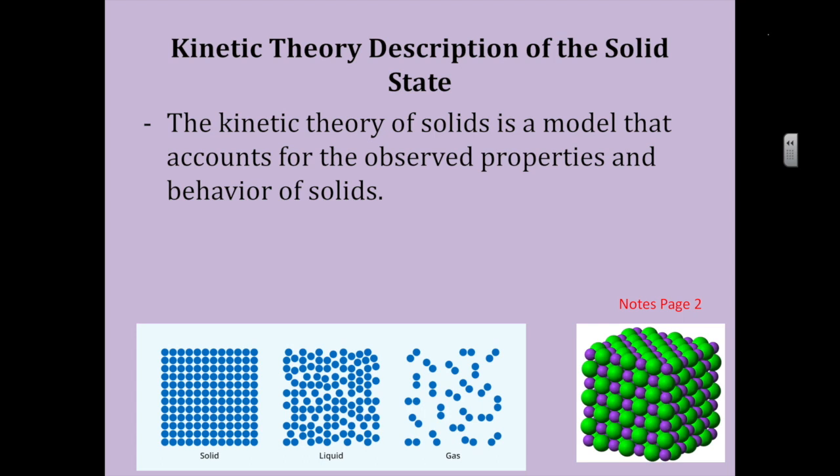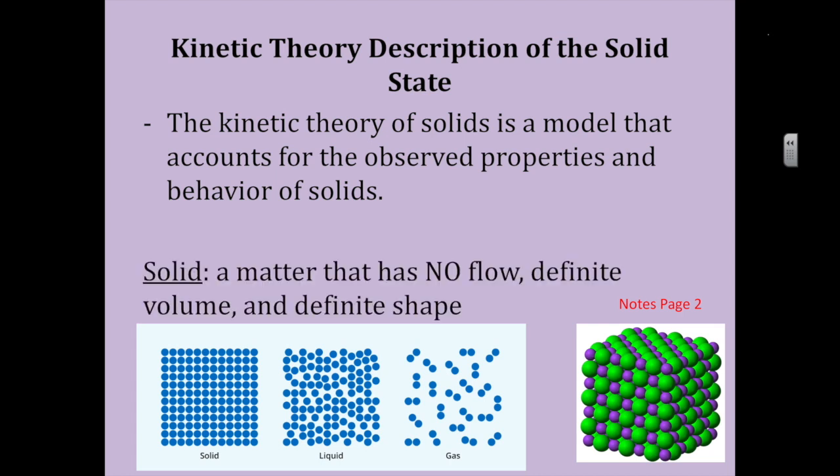So now let's move on to the kinetic theory of solids, which is a model that accounts for the observed properties and behaviors of solids. A solid is defined as matter that has no flow, definite volume, and a definite shape. So a particle view of a two-dimensional view would look like this, and a three-dimensional view would look like this one right here.